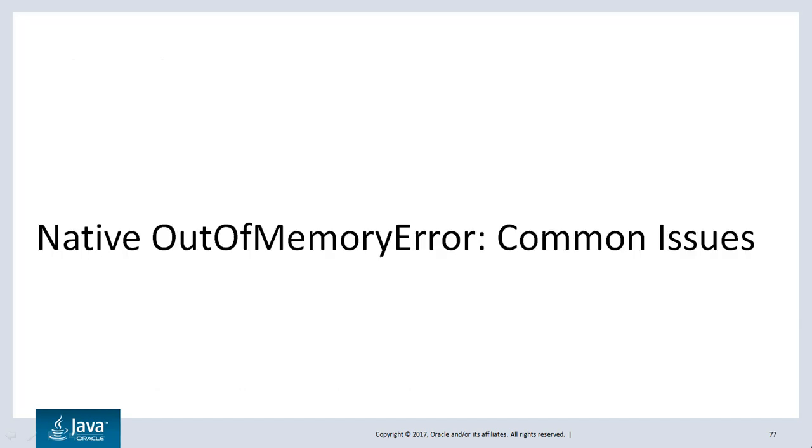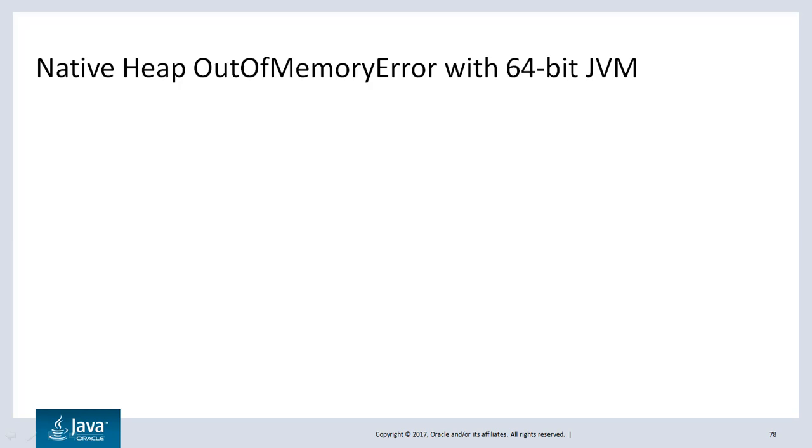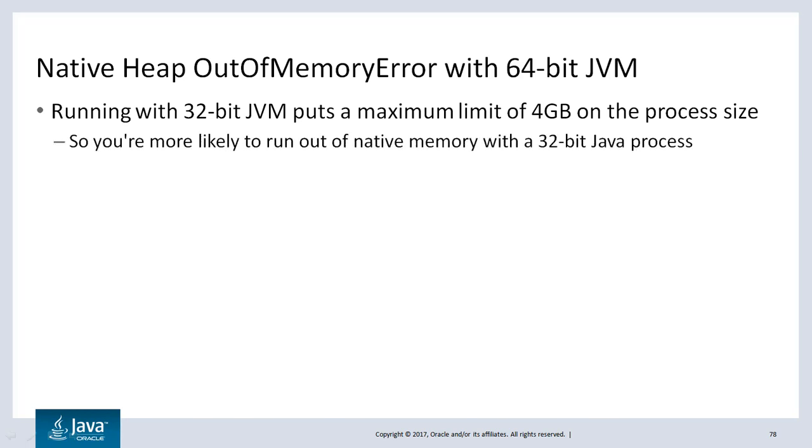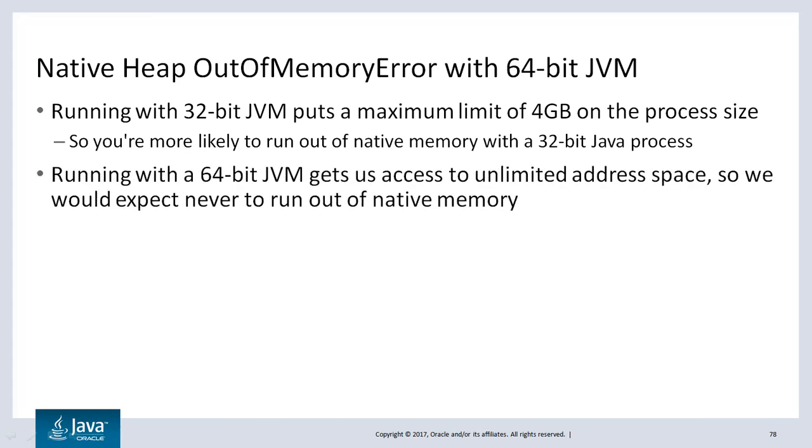Let's take a look at some of the common native out-of-memory issues. As we know, running with a 32-bit JVM puts a maximum limit of 4 GB on the process size. So you are more likely to run out of native memory when using a 32-bit Java process. However, when running with a 64-bit JVM, we get access to unlimited address space. And technically, we would expect never to run out of native heap with a 64-bit JVM.